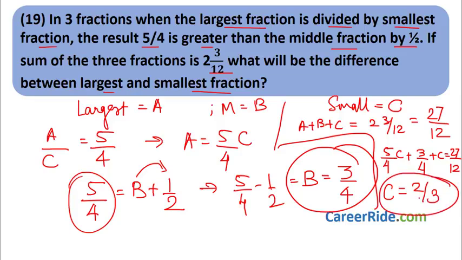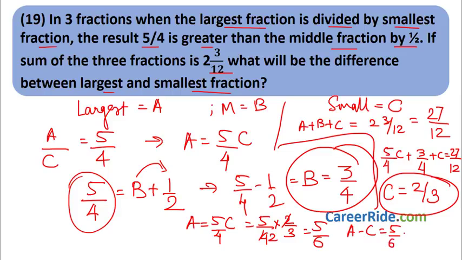Now put in the value of C and find the value of A. A is 5 by 4 C. Okay, that would be 5 upon 4 into 2 upon 3. 2 2s are, that is 5 upon 6. What do we want to find? We want A minus C. 5 by 6 minus 2 by 3. What you will get? The answer comes out to be 1 upon 6. This is the difference between largest and smallest fraction. Moving to the next question.